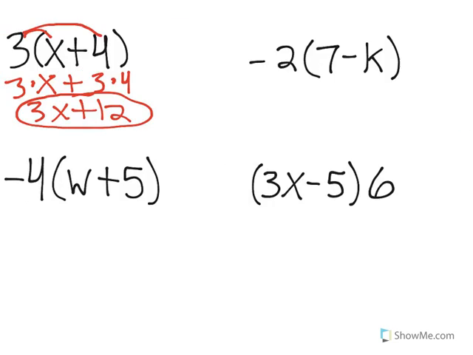Now let's continue. If you think you've got the hang of it, press pause. Try these ones and then see how you did. But if you're not quite sure, you need to see a few more, check it out. Stay tuned. So negative 4 times w and negative 4 times positive 5.